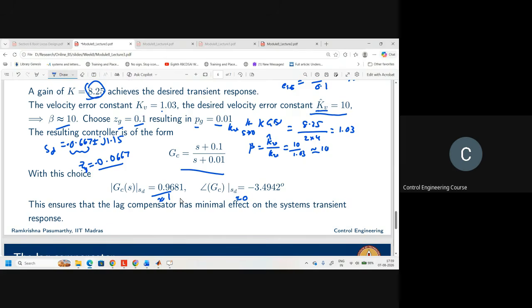Original system overall transfer function, that means 1 plus Gc of s and G of s equal to 0, that means this has a magnitude 1 and angle 180 degrees. So if you choose like this, with this lag compensator, then that should be roughly 1, and the angle contributed by this compensator is close to 0. Then this has minimal effect on the overall system transient response.